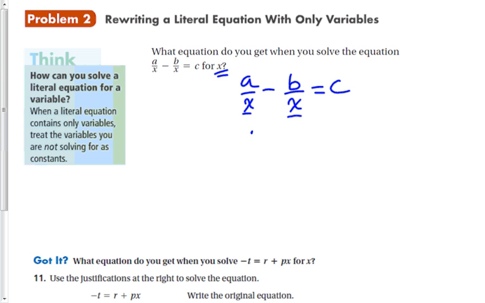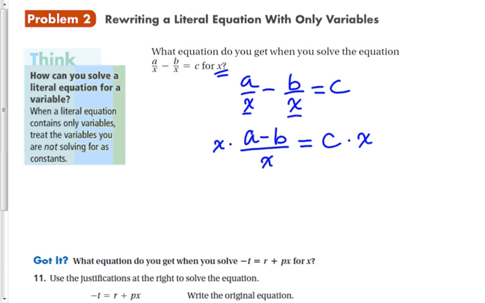So I can rewrite this as the difference, a minus b divided by x, is equal to c. Now x is in just one spot, but I want it to just say x equals something. So I'm going to multiply both sides by x here. I don't want x in the denominator because then I'm really talking about a number divided by x, not x itself.